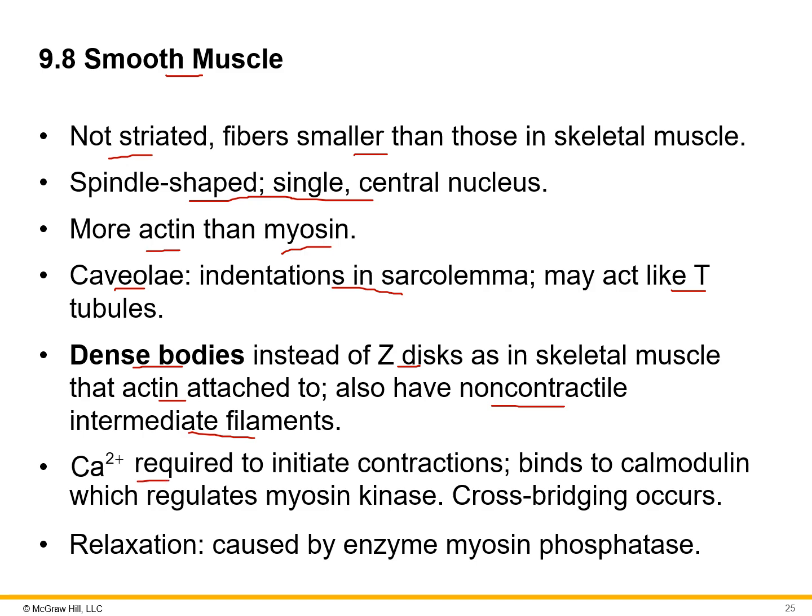And the calcium required to initiate contraction, instead of binding to tropomyosin and troponin, binds to a molecule called calmodulin, and that regulates myosin kinase to form those cross bridges. So again, calcium is still what's triggering it. The calcium just works a little differently. And then relaxation occurs because of an enzyme that removes the phosphate from the myosin.